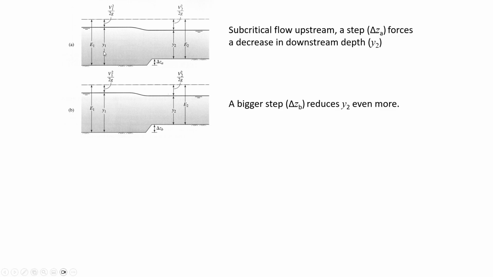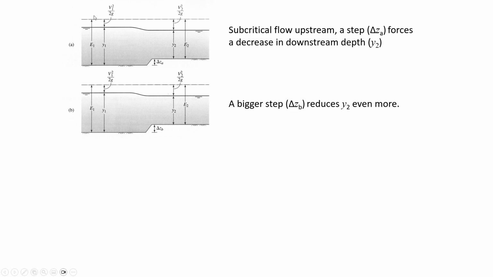So this is where we left off on Wednesday. We were talking about what happens if the step up is getting progressively taller. So the delta Z is small, no problem. The water will just adjust accordingly. It gets a little bit taller, that just changes the downstream depth a little bit further. And in this case, what it's doing is it's reducing the downstream depth.